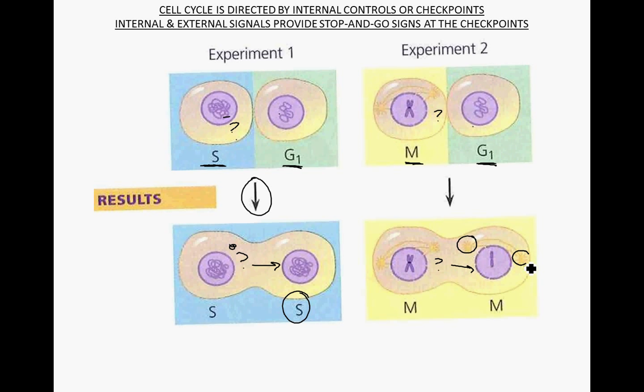You had spindle apparatus being formed here. You had microtubules being formed. The nuclear membrane began to disappear. The chromatin condensed into visible chromosomes. Even though this nucleus did not undergo the S phase, and there was no replication happening there, you could trigger this cell to undergo mitosis just by fusing it with a cell that was actively undergoing mitosis. So then the hunt was on to find out, all right, what's going on in the cytoplasm there?